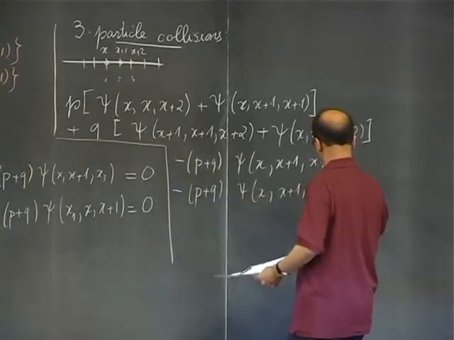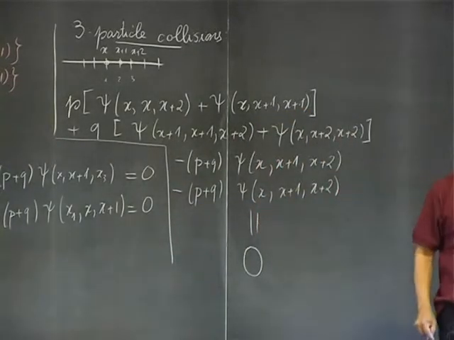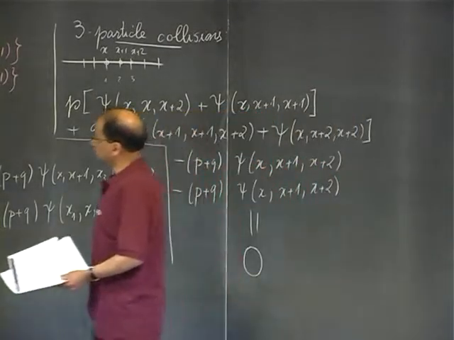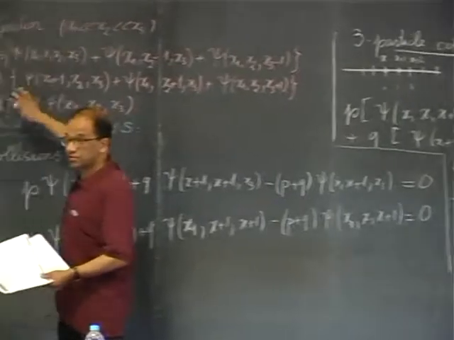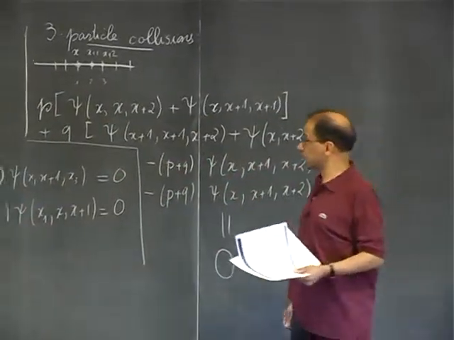I could have put it equal to 0. This is the cancellation condition for triple collisions. Okay? It really comes by imposing the generic equation for x1 equal to x, x2 equal to x plus 1, x3 equal to x plus 2, and looking at what is missing.